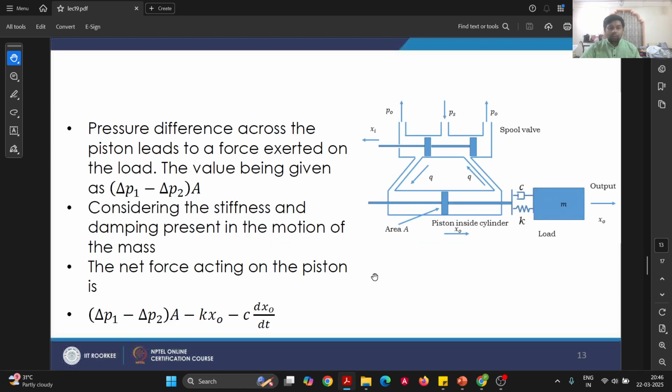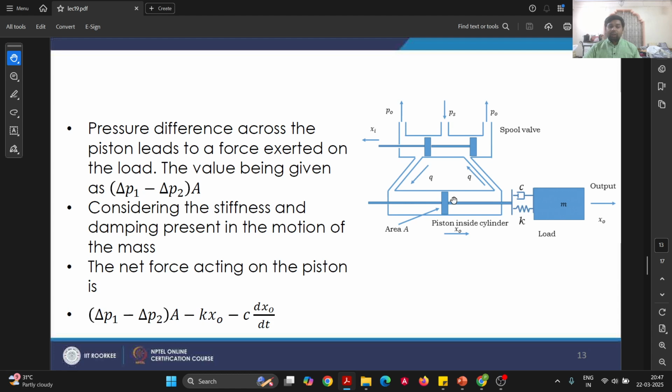So now further, when we consider the force acting on the load, which has stiffness and damping properties, we write the equation of motion. The net force exerted by the piston is proportional to the change in pressure difference across the piston multiplied by the area of the piston, so that will be the force exerted by the piston on the load. That minus the spring force and the damping force will be the net force acted upon by the piston on the load.